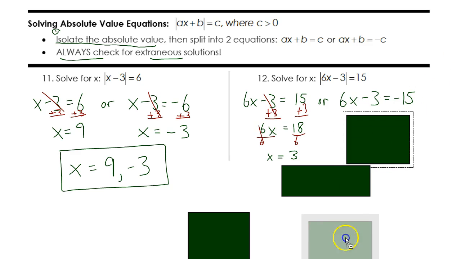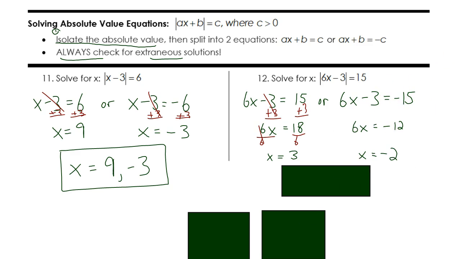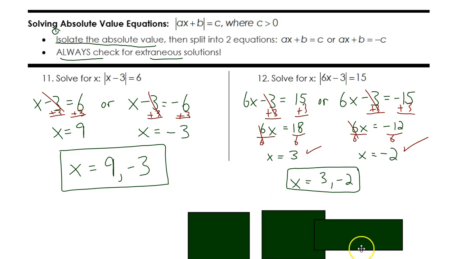I'll do the same thing for 6x minus 3 equals negative 15. I'll add 3. Negative 15 plus 3 is negative 12. I'll divide both sides by 6. Negative 12 divided by 6 is negative 2. I need to test both of these in my equation, and when I plug both 3 and negative 2 in, they both work. So they are both solutions to this absolute value equation.